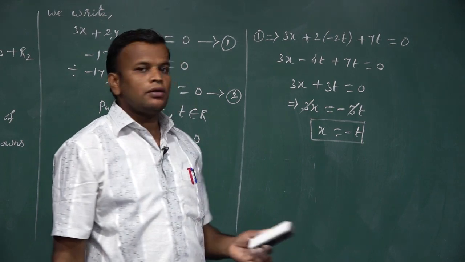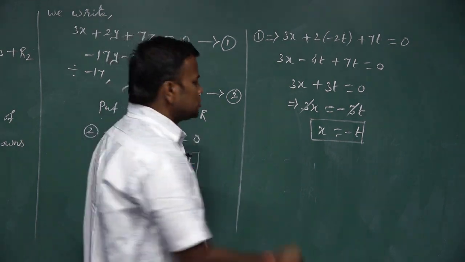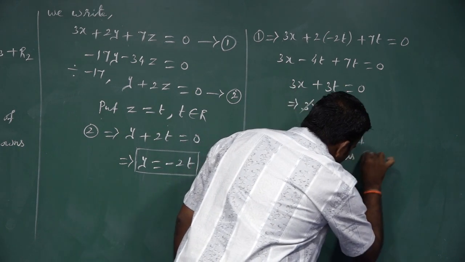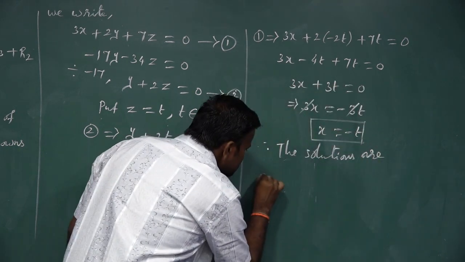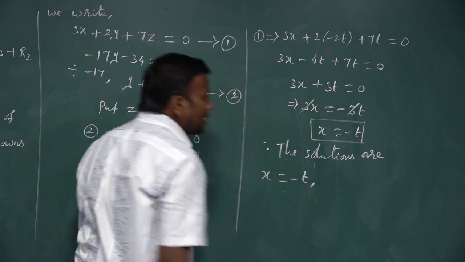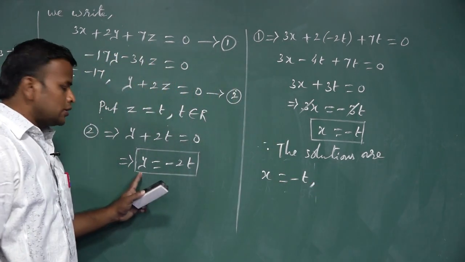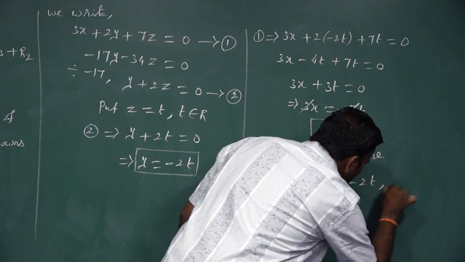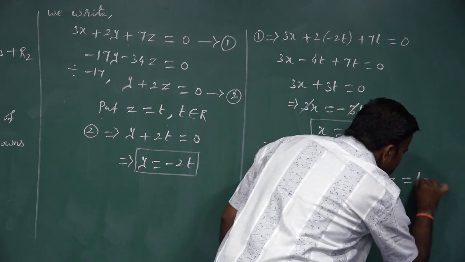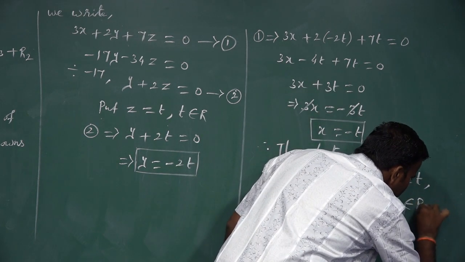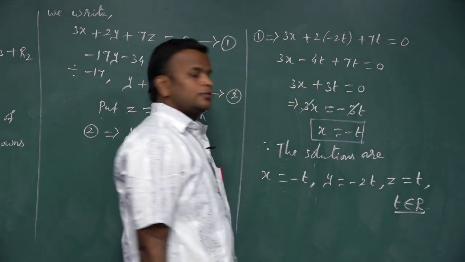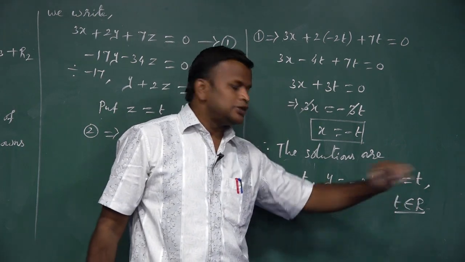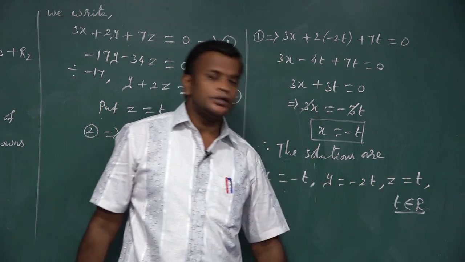So we have found the value of x, y and z. Therefore the solutions are: what is the value of x? The value of x is minus t. The value of y is minus 2t. And we will take the value of z as t. Important, we write this where t belongs to R. So the solution of the given system is x is equal to minus t, y is equal to minus 2t, and z is equal to t.